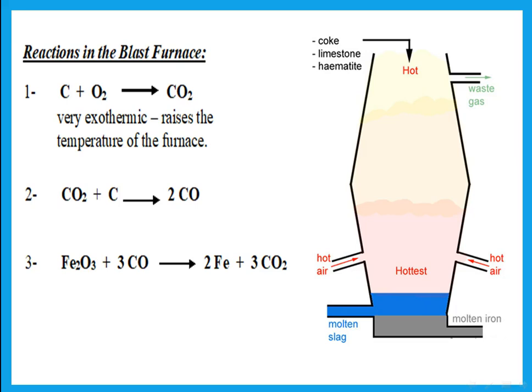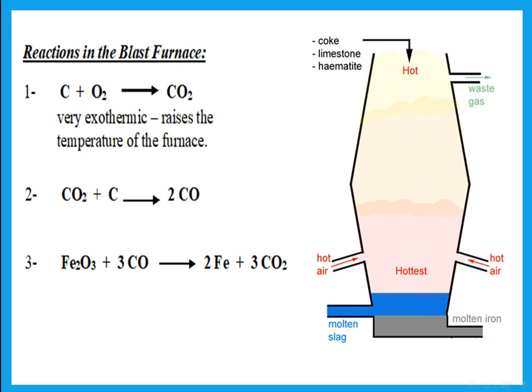Notice that at the top of the blast furnace there is an exit part for the waste gases. So any extra carbon dioxide gas or carbon monoxide or whatever will be released from the exit for the waste gases. Okay, so the iron formed in that third reaction will settle at the bottom of the blast furnace because iron is something with a very high density.